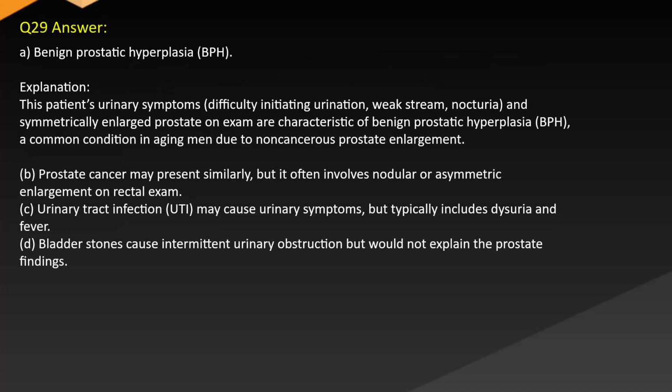Benign prostatic hyperplasia (BPH). Explanation. This patient's urinary symptoms, difficulty initiating urination, weak stream, nocturia, and symmetrically enlarged prostate on exam are characteristic of benign prostatic hyperplasia, a common condition in aging men due to non-cancerous prostate enlargement. B. Prostate cancer may present similarly, but it often involves nodular or asymmetric enlargement on rectal exam. C. Urinary tract infection may cause urinary symptoms, but typically includes dysuria and fever. D. Bladder stones cause intermittent urinary obstruction but would not explain the prostate findings.